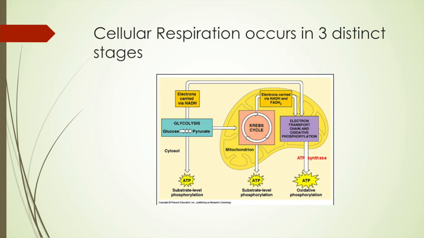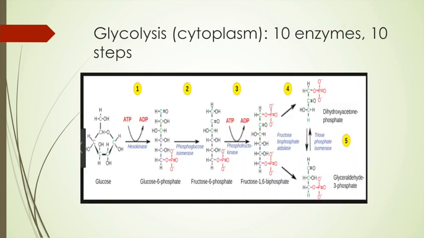The redox reactions of cellular respiration occur in three distinct stages: glycolysis, which occurs outside the mitochondrion in the cytoplasm, and the Krebs cycle and electron transport chains that occur within the organelle. Each stage of cellular respiration includes several individual reactions, where electrons are eventually passed from one molecule to another through redox reactions, slowly releasing energy to regenerate ATP.